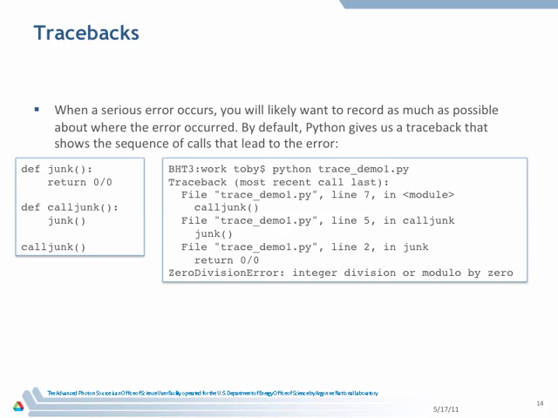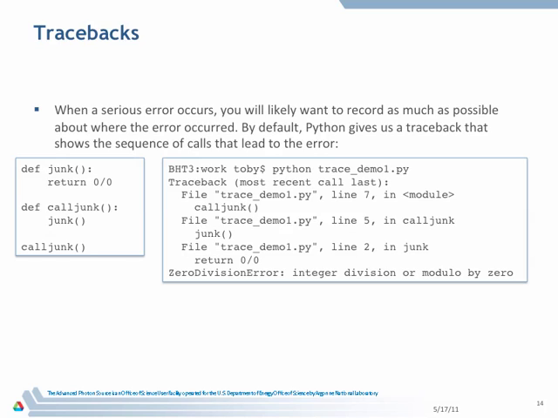And what this is, it's telling me what actually happened. And you can sort of read this from the bottom up. Well, what happened? This is our error, ZeroDivisionError: integer division or modulo by 0. Well, that makes sense because I divided 0 by 0. And then it shows me that in trace demo line 2, in routine junk, I had this statement which caused the error. Okay, well that makes sense.